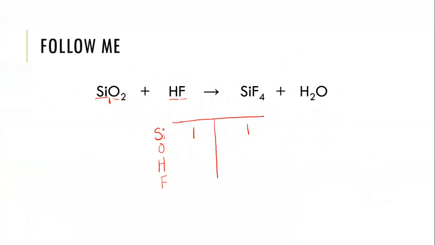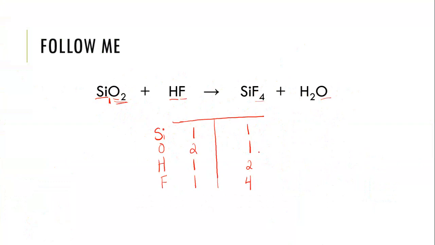Well, that's good. That means the Si's are balanced. There are 2 O's on the left right here, but there's only 1 on the right. That is not good in terms of balance. So what that tells me already is this equation is not balanced. There's 1 H on the left and 2 H's on the right. There's 1 F on the left and 4 F's on the right. So now what do we do?